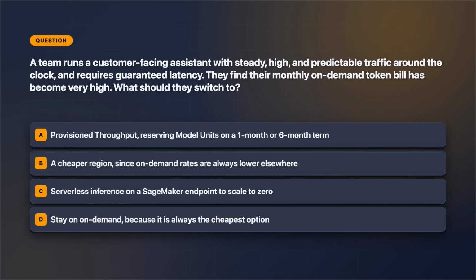Question 2. A team runs a customer-facing assistant with steady, high, round-the-clock traffic that needs guaranteed latency, and their on-demand token bill has ballooned. What should they switch to? Option A, provisioned throughput, reserving model units on a 1-month or 6-month term. Option B, a cheaper region, since on-demand rates are always lower elsewhere. Option C, serverless inference on a SageMaker endpoint to scale to 0. Or option D, stay on demand because it's always cheapest. Lock in your answer before I give it away.